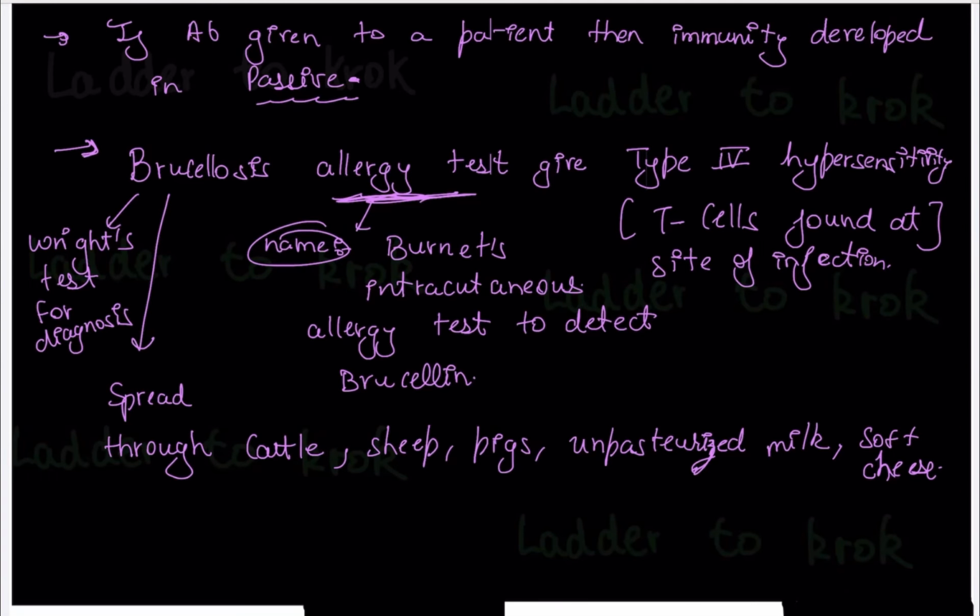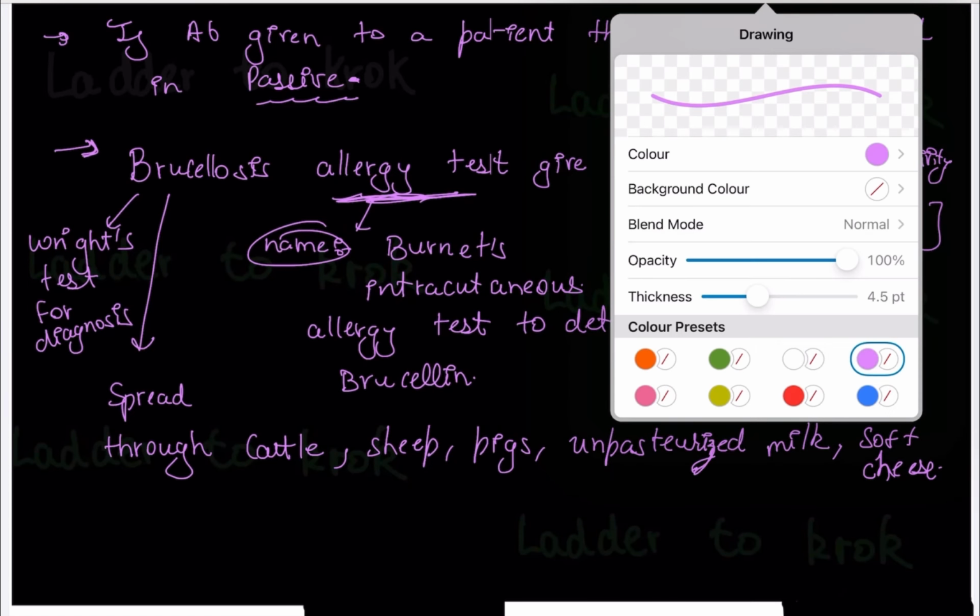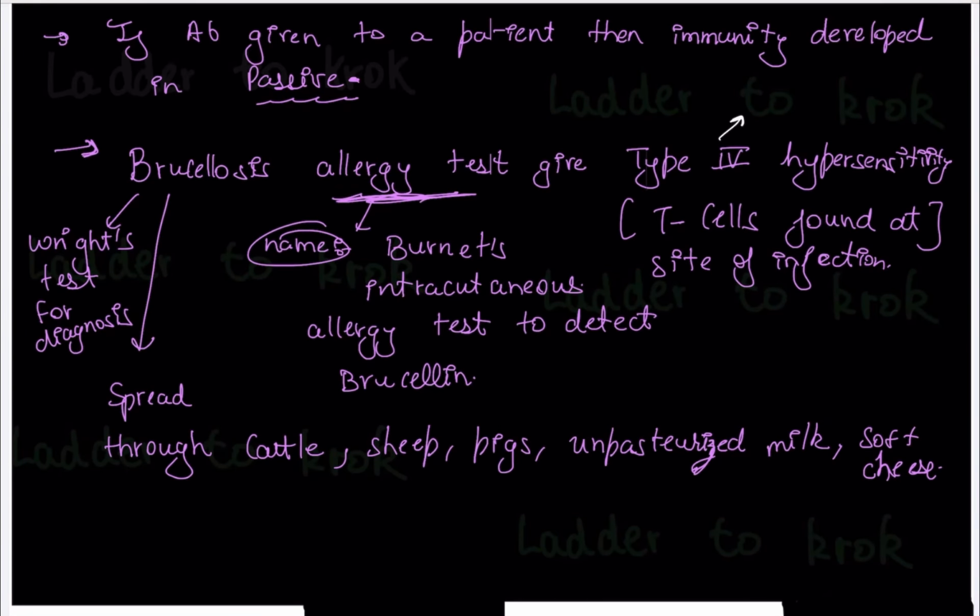From type 4 hypersensitivity, I want to tell you one more thing that is not related to Brucella. As we discussed in our previous videos on hypersensitivity reactions, graft rejection is also under type 4 hypersensitivity. Like if someone's kidney is replaced with another person's kidney and your immune system rejects that graft, graft rejection is also under type 4 hypersensitivity.